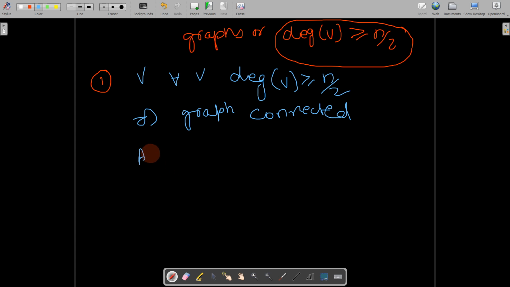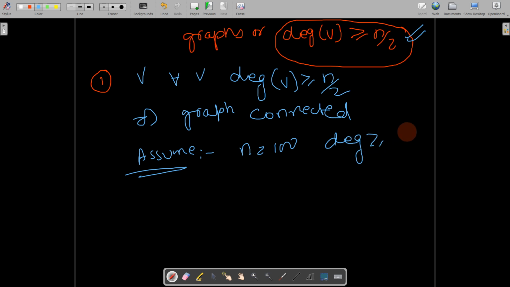So we will prove it using contradiction. We will assume the degree of every vertex is greater than or equal to n by 2, and our number of nodes is 100, and degree for all the vertices is greater than or equal to n by 2, that is 50. Okay, and we will assume it is disconnected. Can it happen? Let us see.